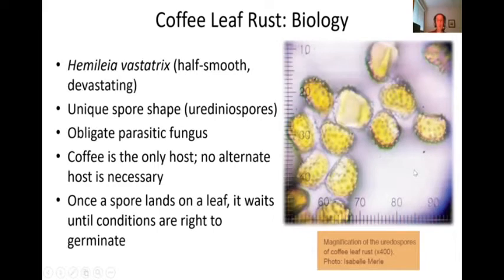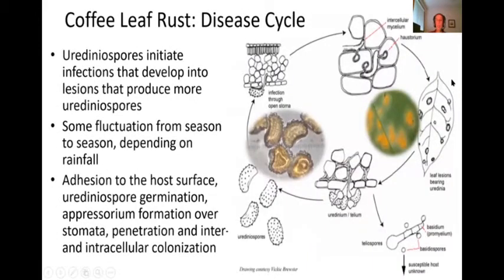Now, this rust is an obligate parasitic fungus. So that means it needs a living host to survive. So with coffee leaf rust, coffee is the only host. As of yet, there's no alternate host, either necessary for the rust to complete its life cycle, or actually causing a problem on any other host. What happens with this rust is once the spore lands on a leaf, it waits until the conditions are right in order to germinate. Now we're looking at the life cycle.